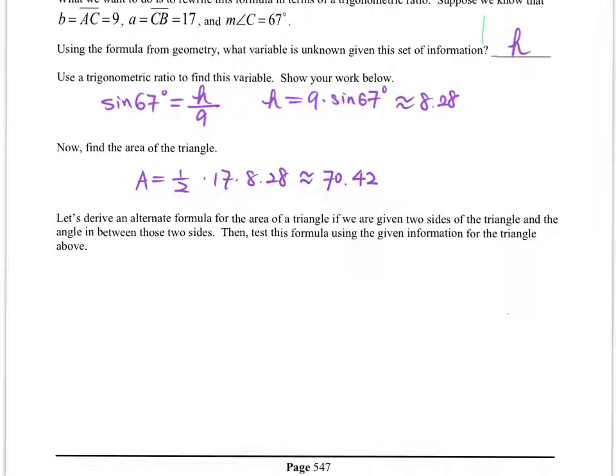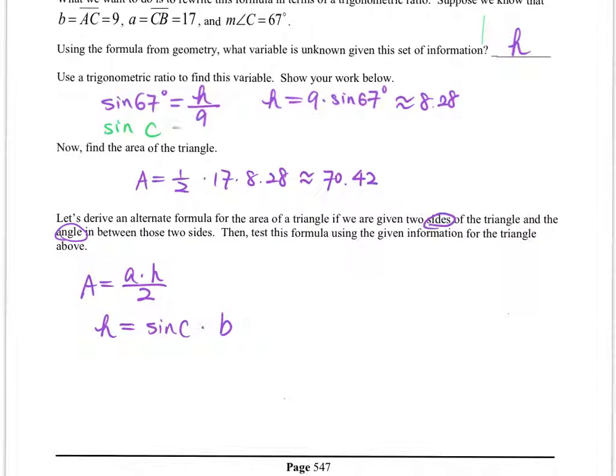So now let's derive an alternate formula for the area of a triangle if we're given two sides of the triangle and the included angle between these two sides. Then we test this formula using the given information for the triangle above. If we have the original, area equals A times H over 2, and we set H equals sine of C times B, that's what we did right up here.